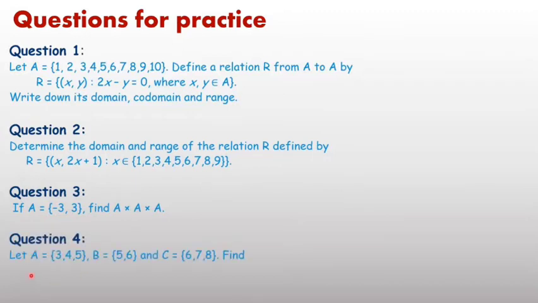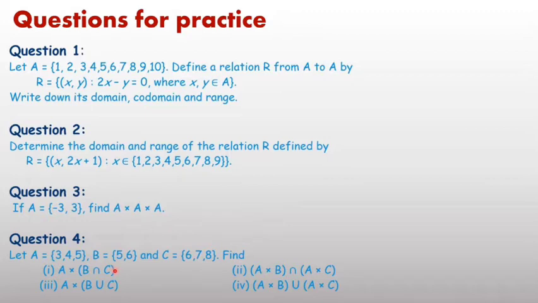And fourth question. Set A is given as {3, 4, 5}, B as {5, 6} and C equal to {6, 7, 8}. Then you have to find A cross (B intersection C). For solving it, first you find out B intersection C and consider this as a new set D. Then write down A cross D, the Cartesian product of two sets. Similarly, first you find out A cross B, A cross C and after that take the intersection. Find out the common ordered pairs in both.